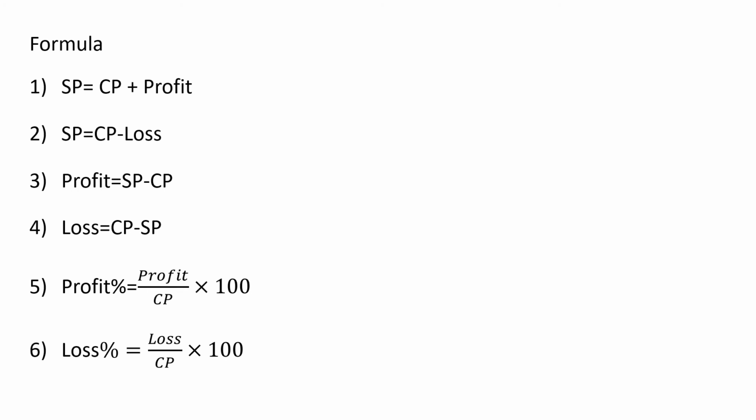If, in the given question, the cost price and profit are given, note it down in your rough note: write the explanation and write the formula. In the question, if cost price and profit are given, how will you find the selling price? You will use this formula: cost price plus profit. So you want to find the selling price.